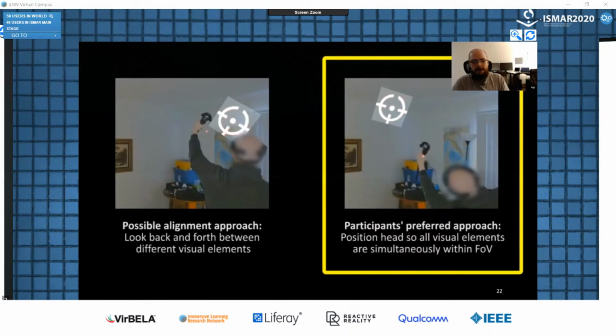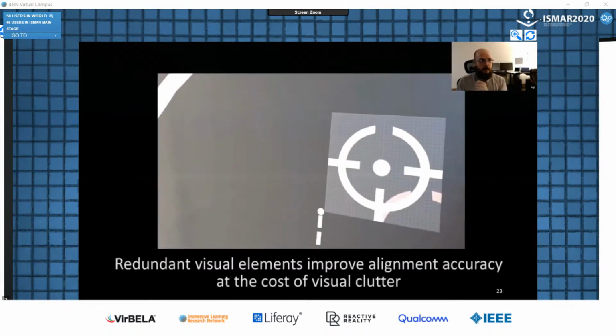So there's a few possible reasons for this. The users might have been concerned about losing the visuals if they went out of the field of view, or the weight of the headset could make it uncomfortable to move the head back and forth. There's also some visual artifacts that can happen with these headsets when you rotate your head, like color separation. So that could also be a factor.